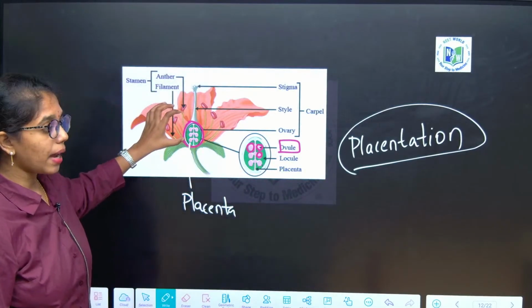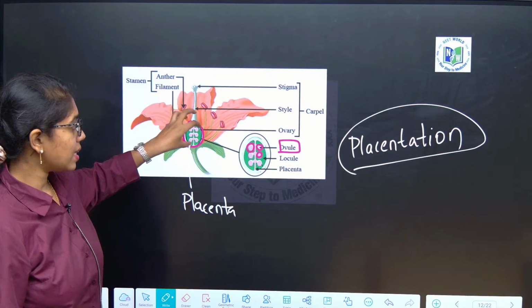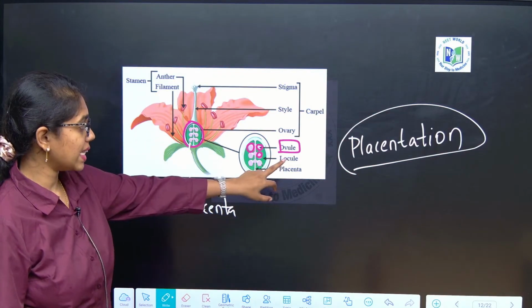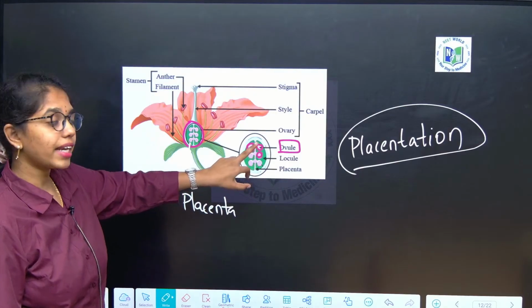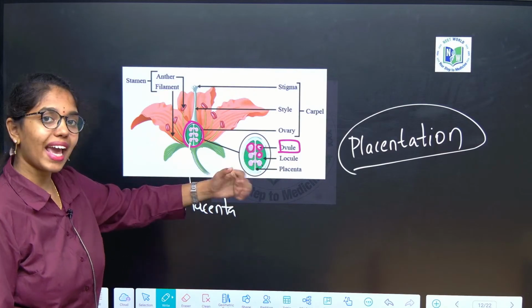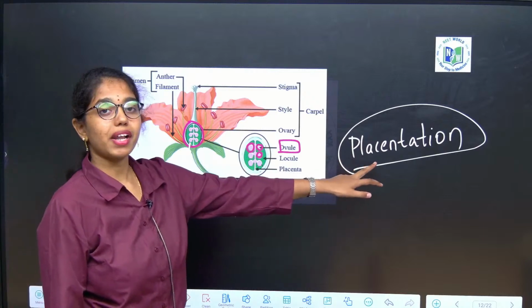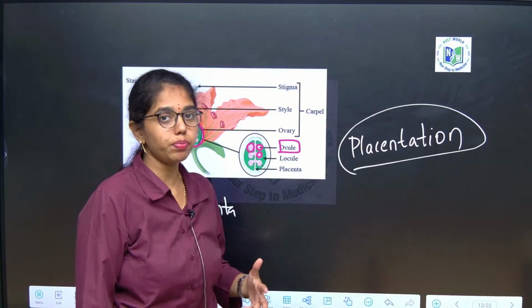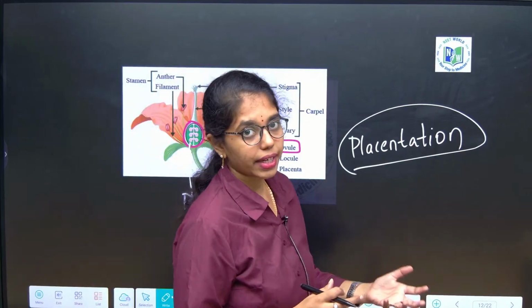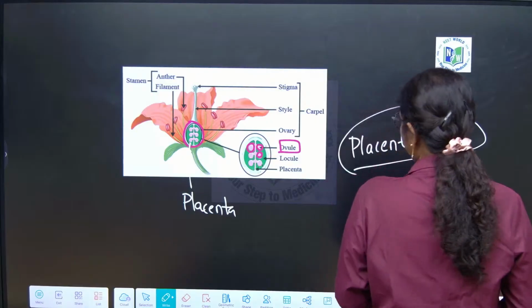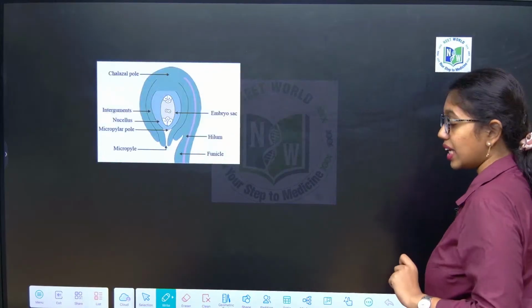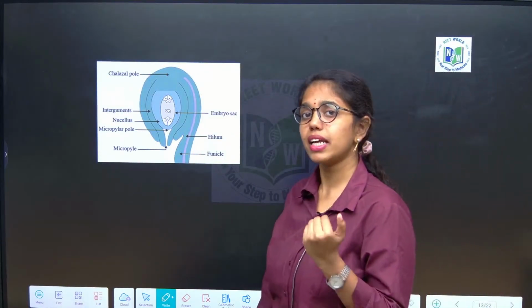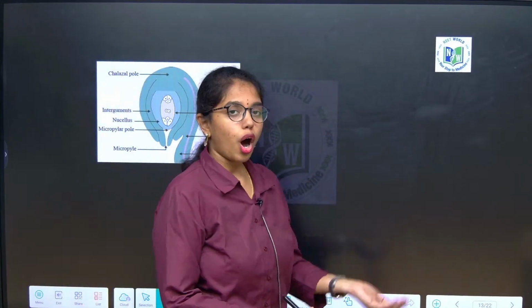Do remember what is happening here. Inside the ovary there is a complete fluid filled space called placenta, which has locules. Inside the locules ovules are arranged in some way. That mode of arrangement of ovules inside the ovary is called placentation. It is of 5 types: marginal, axial, parietal, free central and basal placentation. Now ovule arrangement is different in different plants. We have different types of ovules: orthotropous, anatropous, hemianatropous ovules.